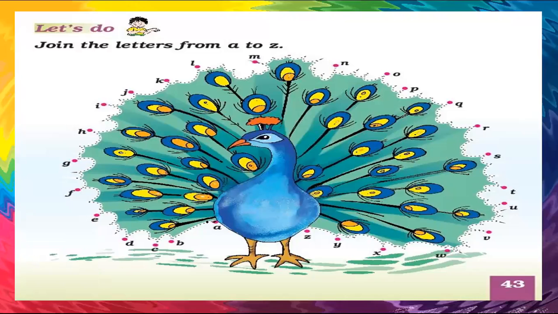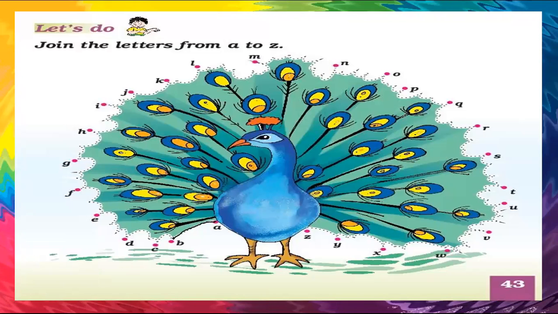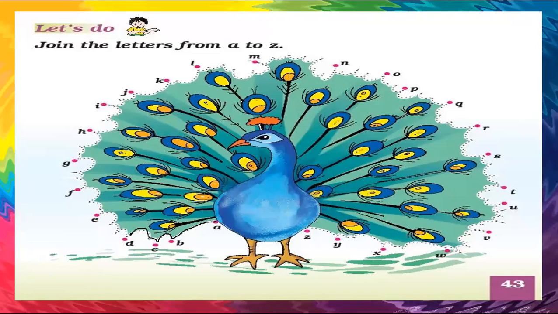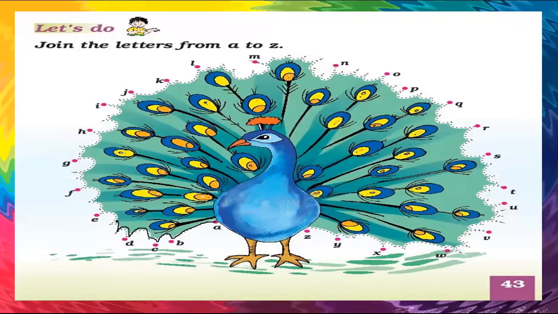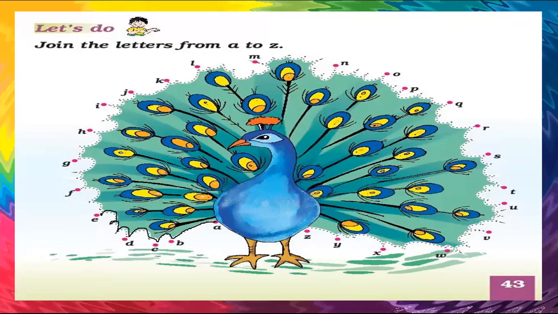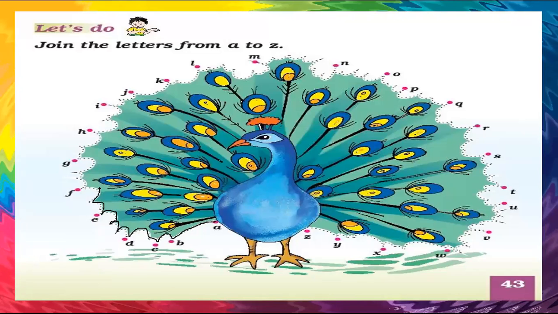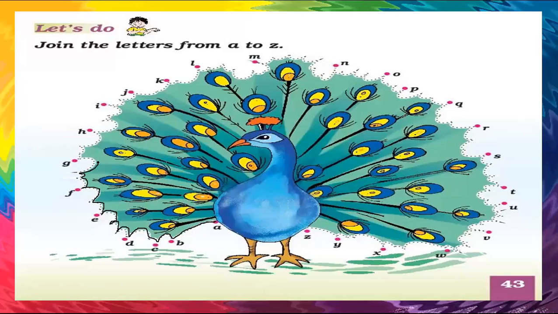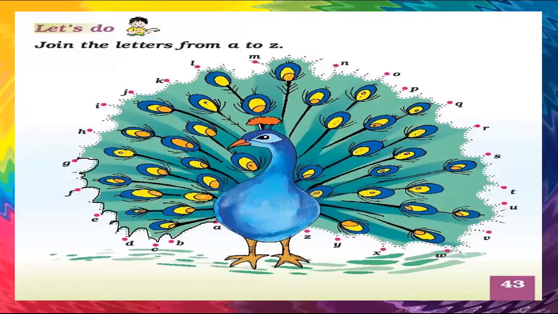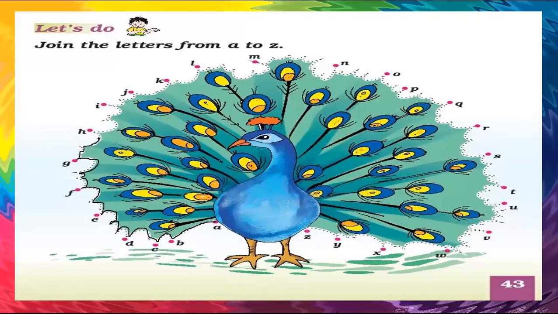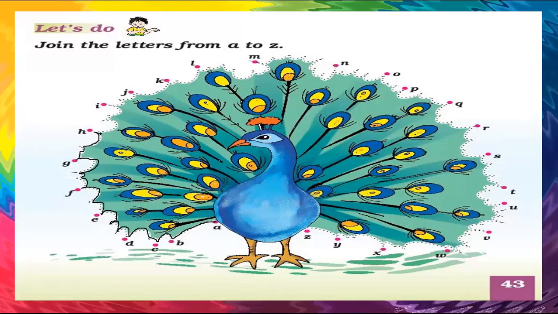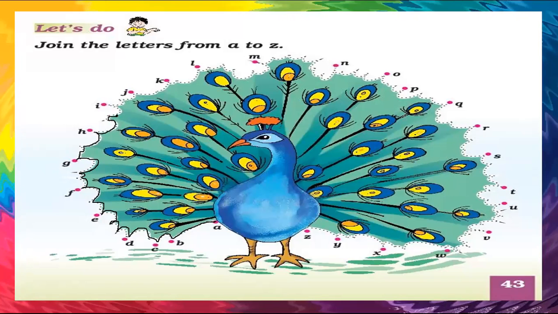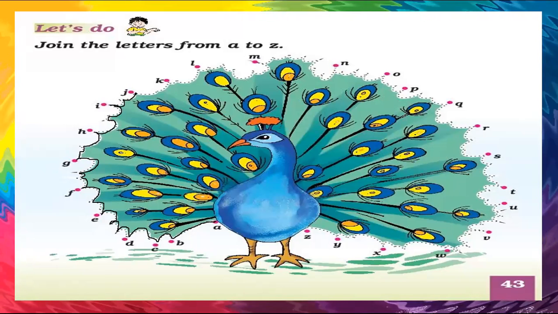You're going to join the dots from A to B, from B to C, from C to D, from D to E, from E to F, after F, G, from G to H, after H, I. So you're going to go to I. After I, J. After J, K.